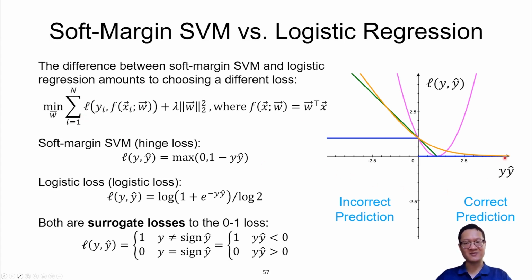For soft margin SVM, we had the hinge loss in green, whereas for logistic regression, we had the logistic loss in orange. Both of these loss functions are surrogate losses to the 0,1 loss, which is ultimately what we want to minimize. But the 0,1 loss is intractable to minimize.